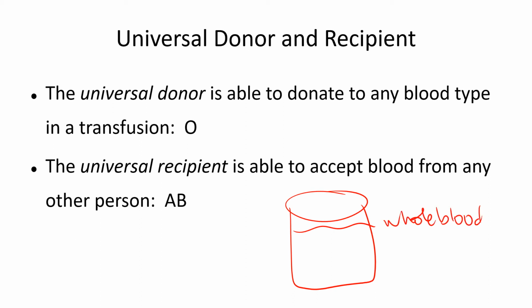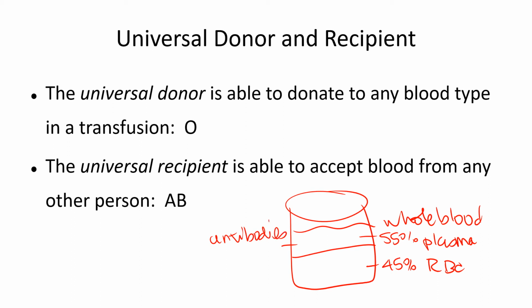We know that whole blood is around 55% plasma and around 45% formed elements. And mostly those formed elements are red blood cells. So when we're talking about whole blood donation, we may also be talking about antibodies that are found in that blood plasma.